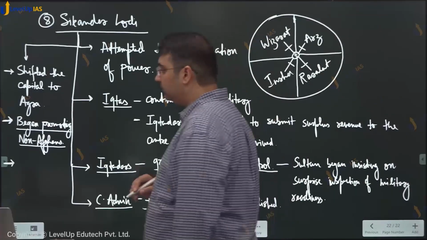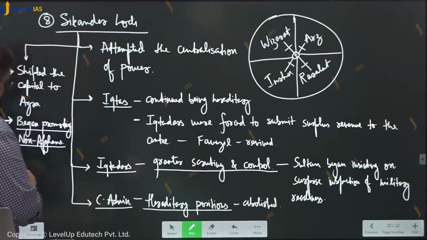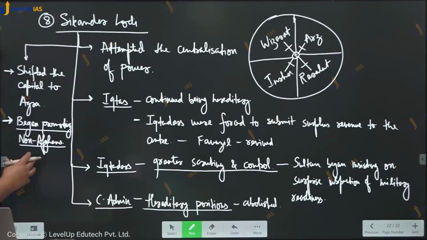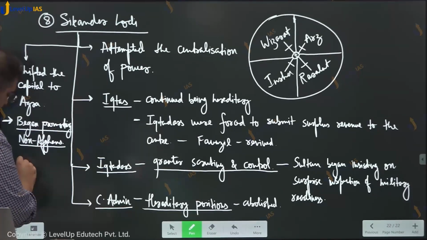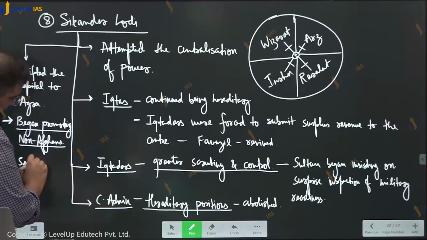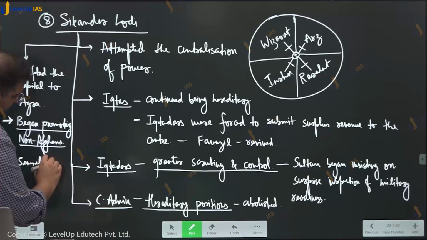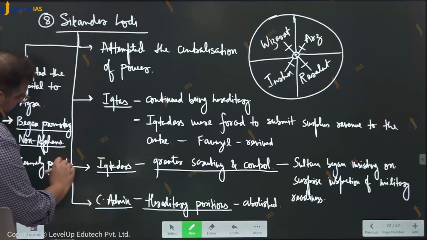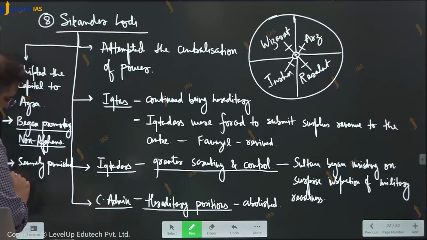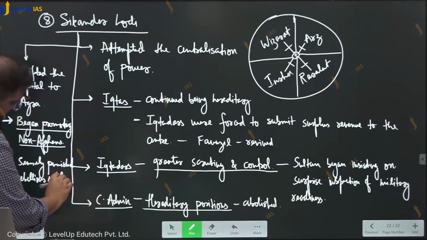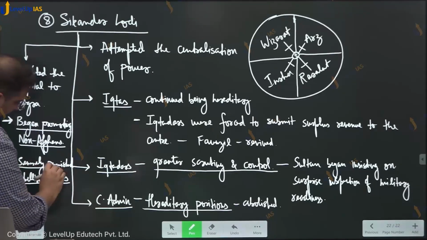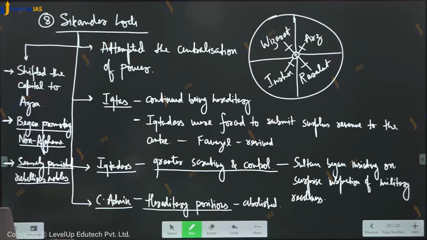Sixthly, in some provinces, when the Afghan nobles rebelled or made postures of rebellion, he severely punished them. He severely punished the rebellious nobles.